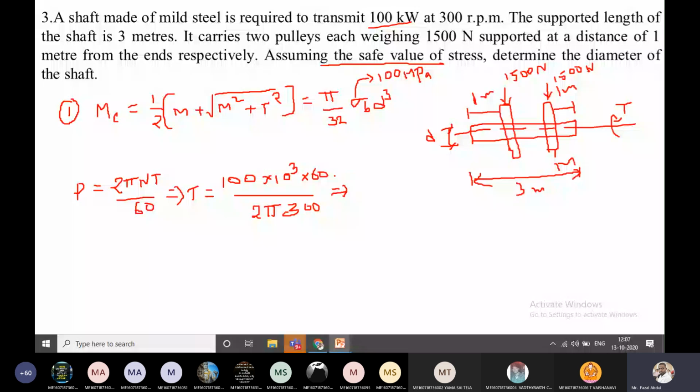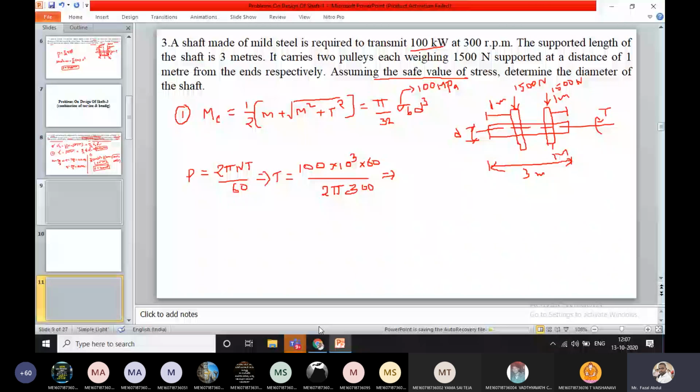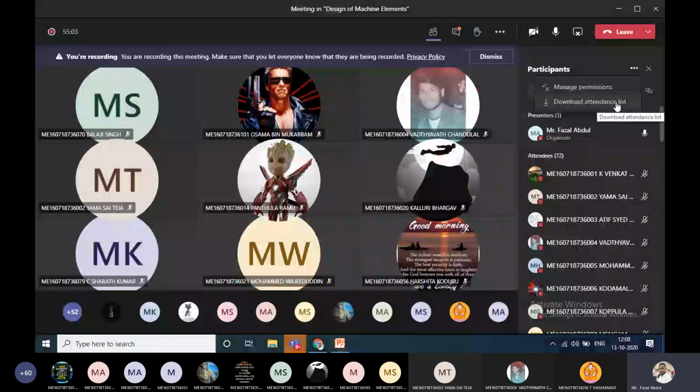Today the attendance is very less, Babu. What is the reason? Only 73 people have presented. Yesterday about 90 students were present.